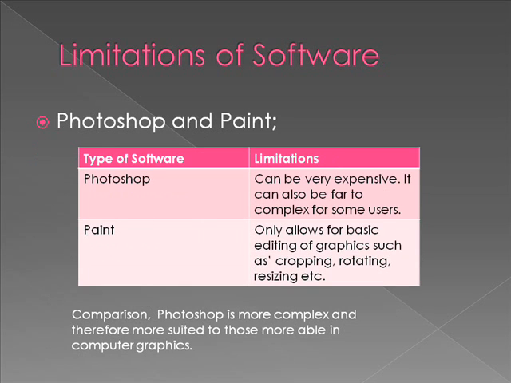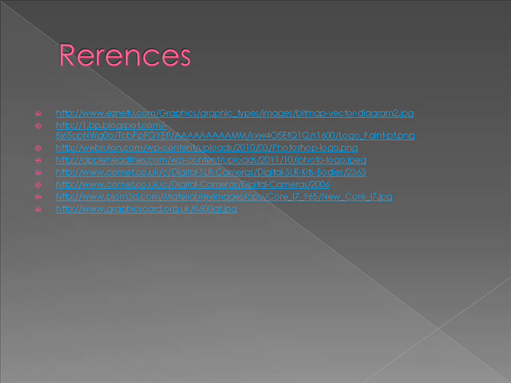For limitations of software, I have compared Adobe Photoshop to Microsoft Paint. The abilities of Photoshop can also be its limitations. This is because it has a wide range of editing features and it may be too complex for some users, whereas Paint is a good start point for understanding digital graphics, but is too basic and not much actual editing can take place. To conclude, here are my references.